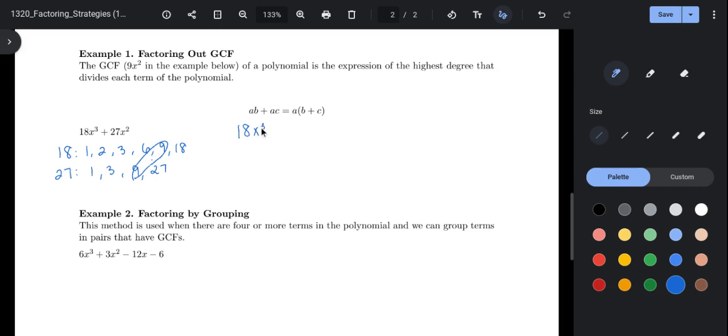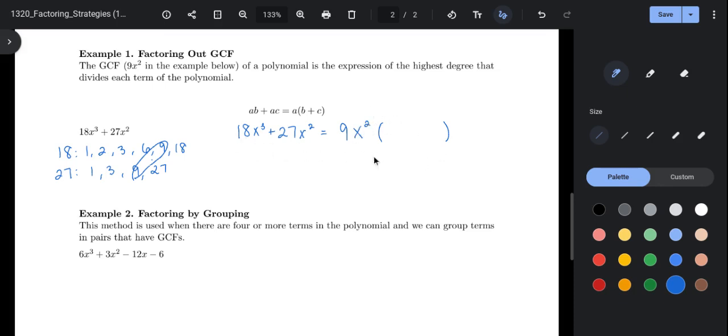Let me rewrite this over here. So we can pull out a 9. But there's also something else that we can pull out. And if we look at the x values that are attached, so we have an x cubed and an x squared, well, the highest exponent of x we can take out is x squared because they both have that in common.